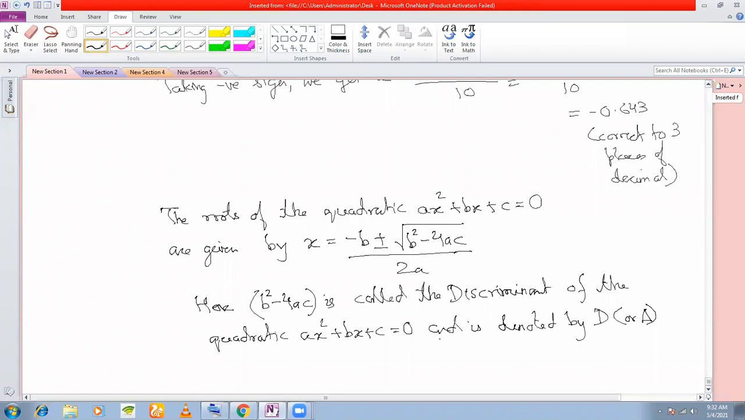So now in the next class, we are going to see how to test without solving a quadratic equation, how to check what kind of roots this quadratic has. This discriminant will help us in determining the nature of the roots. That is what we are going to discuss in the next class. Okay, so I will stop here for today.